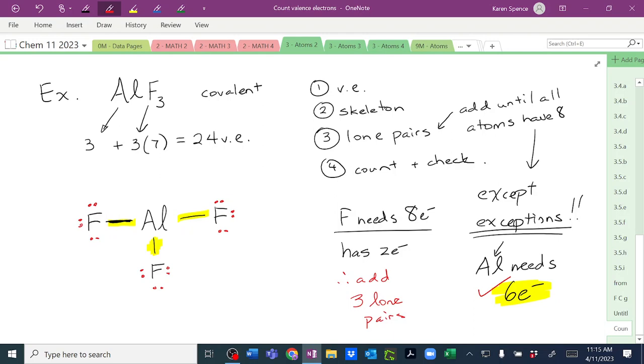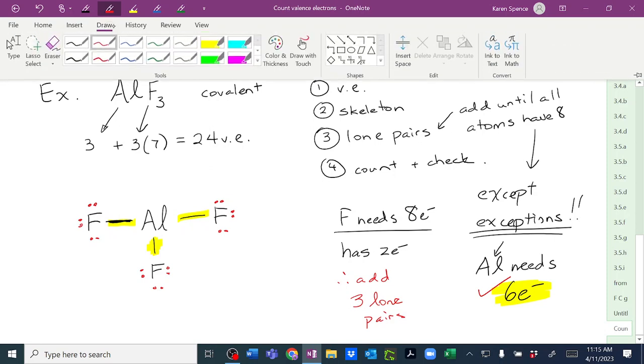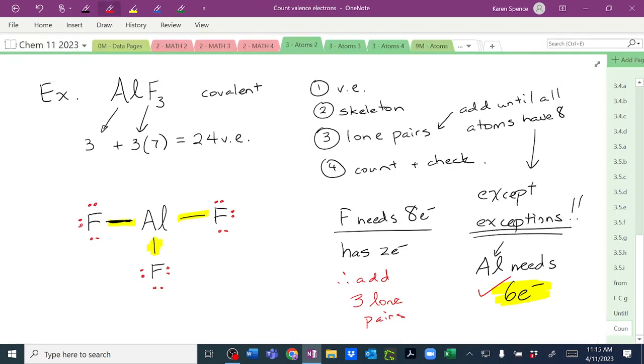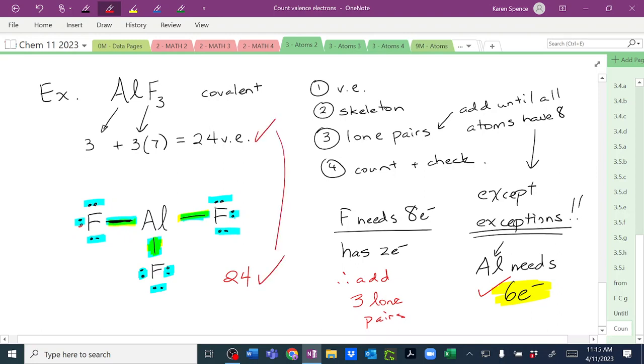Step number 4, count and check. I'll do it in blue maybe because I've already done some yellow. 2, 4, 6, 8, 10, 12, 14, 16, 18, 20, 22, 24. 24, 24, yeah! So we're done, unless it's an ion. Is it an ion? No, so we're done.